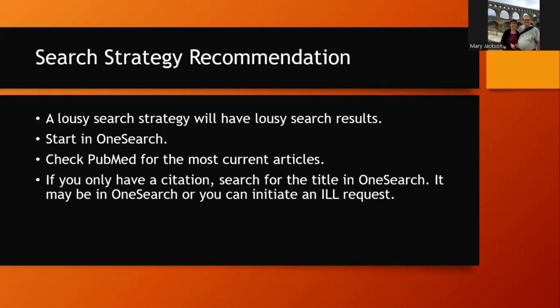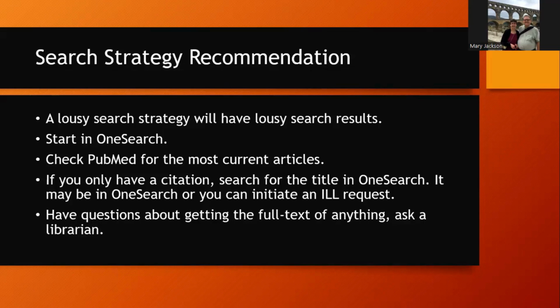If you only have a citation, which is what you're going to get a lot of times in PubMed, take that, copy the title of the article from the citation, go take that and paste it into OneSearch. It may be available full text in OneSearch, and then you're in great shape, or it will initiate an ILL request. That's an interlibrary loan, and we can get any article from PubMed for you. You just need to do an interlibrary loan request, and then we will go get it for you. If you have any questions about getting the full text of anything that you've found, ask a librarian. You're welcome to email me, or any of the librarians can help you with this, and we will make sure you get the resources you need.